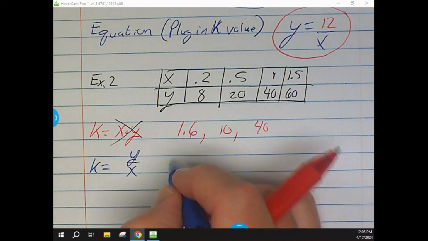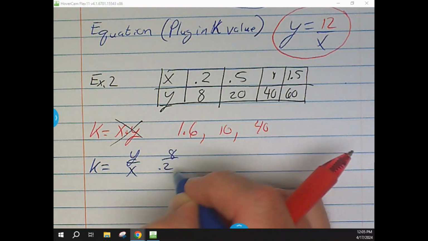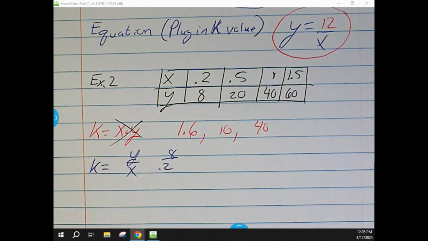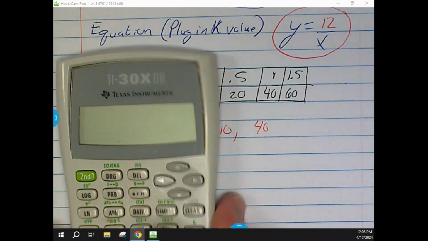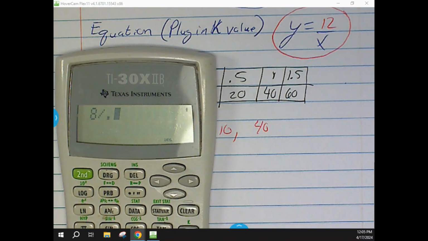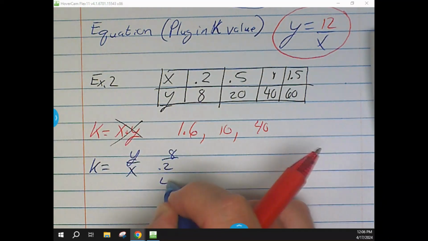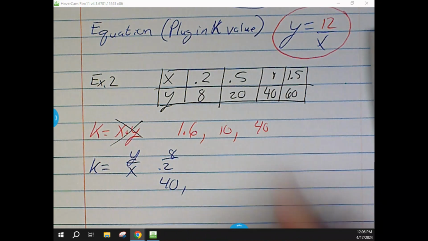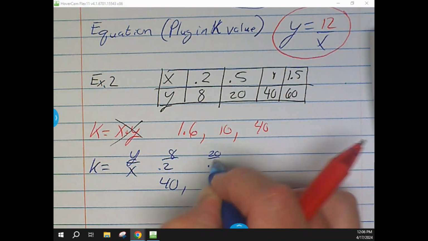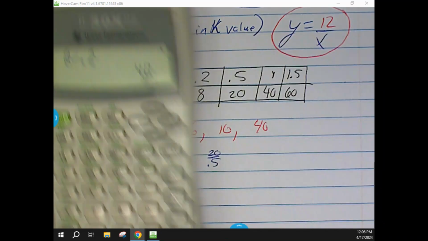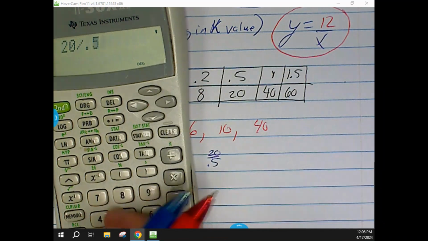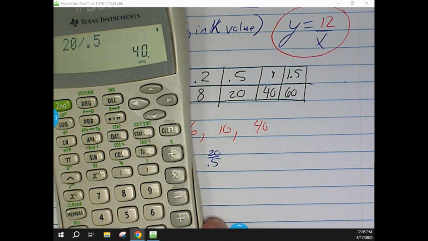So for this one, we're going to take 8 and divide it by 0.2. If you don't trust doing it in your head, that's where you just take out a calculator and check your number real quick. If we take 8 and divide it by 0.2, that is 40. Okay, if we take 20 and divide it by 0.5, also get 40.